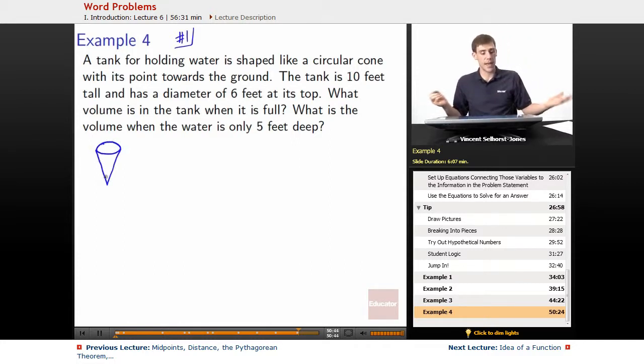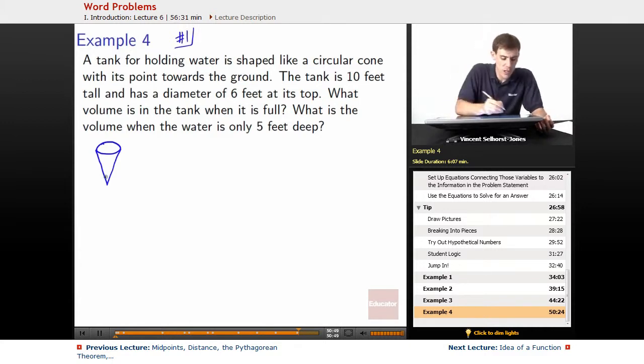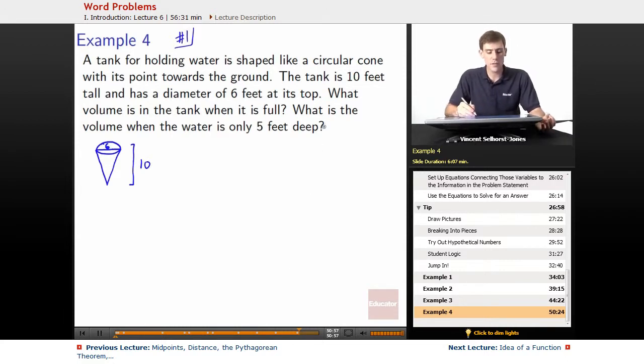Cool, makes sense. The tank is 10 feet tall and has a diameter of 6 feet at its top. So let's put that into this. So it's 10 feet tall and has a diameter that is 6 feet across. What is the volume when the tank is full? And then we've got a second part, what is the volume when the water is only 5 feet deep? So let's just start off by breaking it here and we'll answer what is the volume in the tank when it is full.